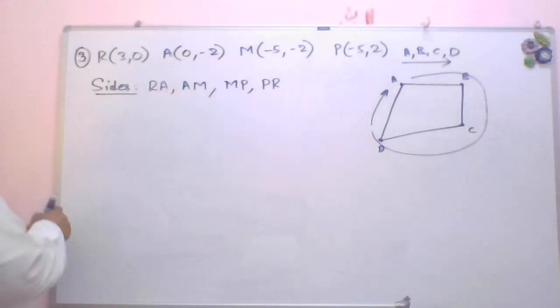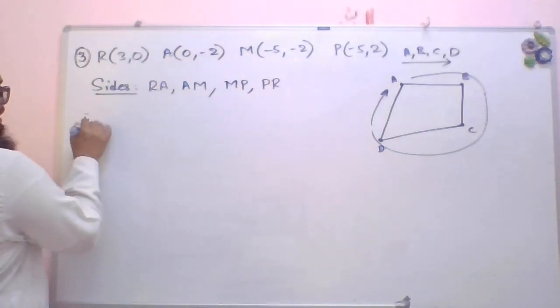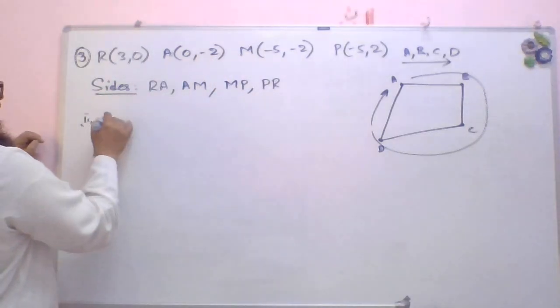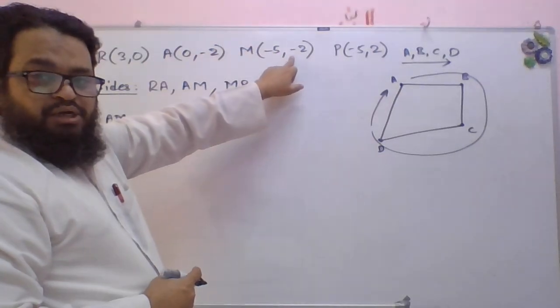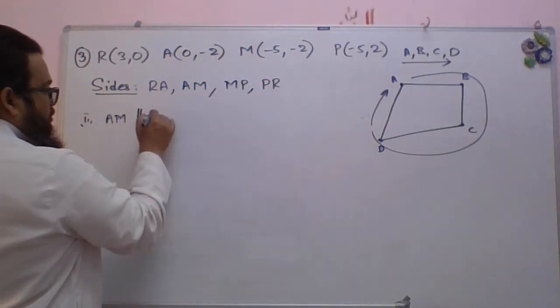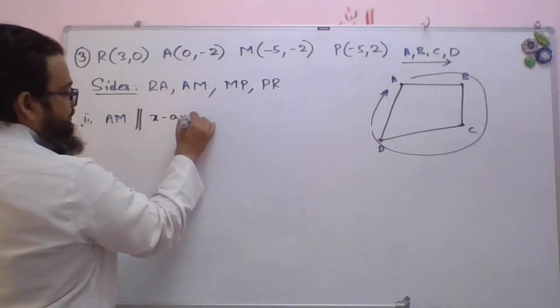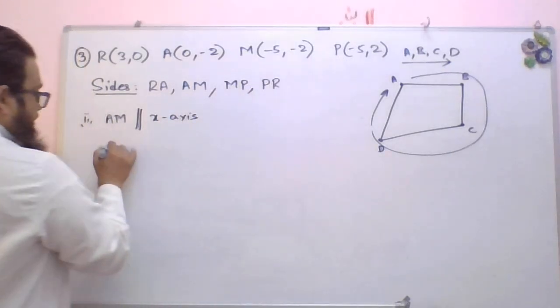So you can write the answer for the second question. He asked for any one of the sides. So AM, since its y coordinates are equal, is parallel to the x axis. And what about MP?